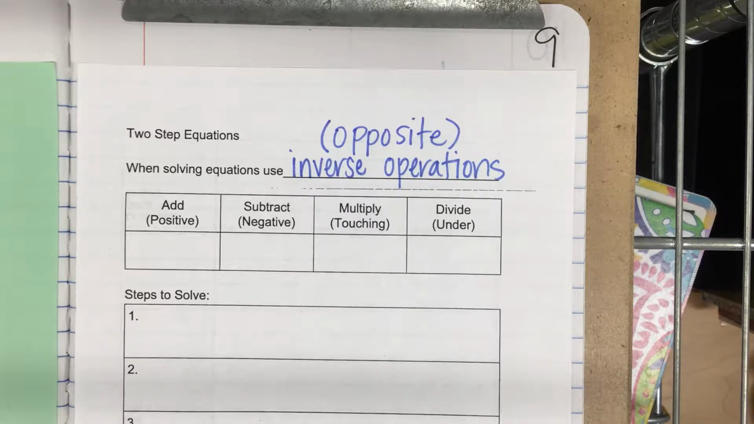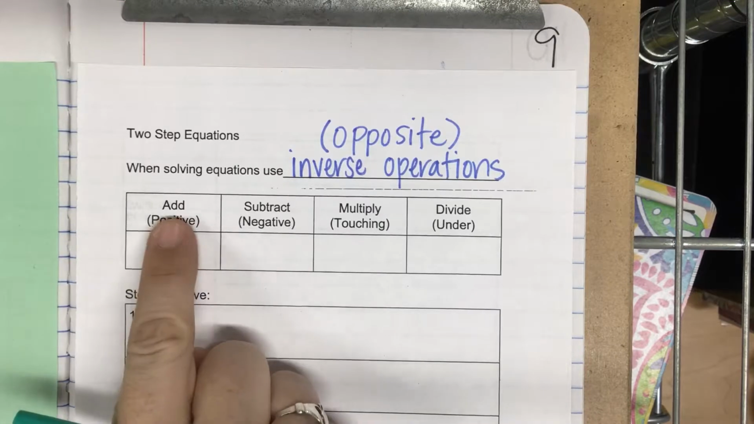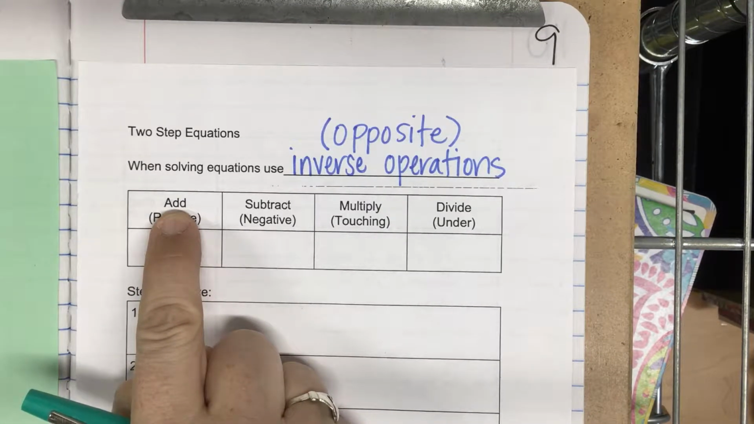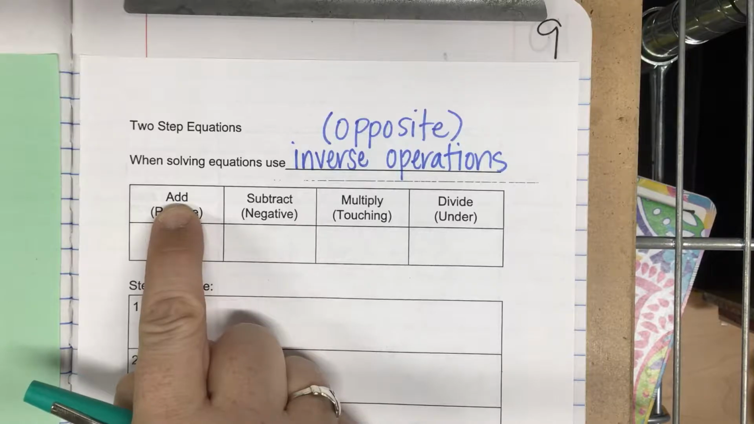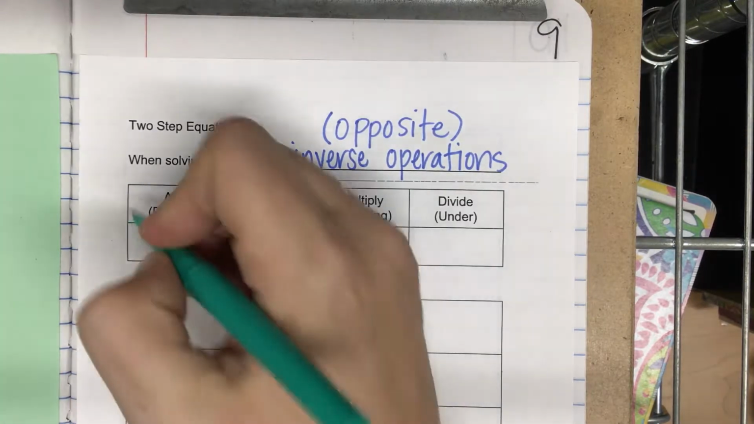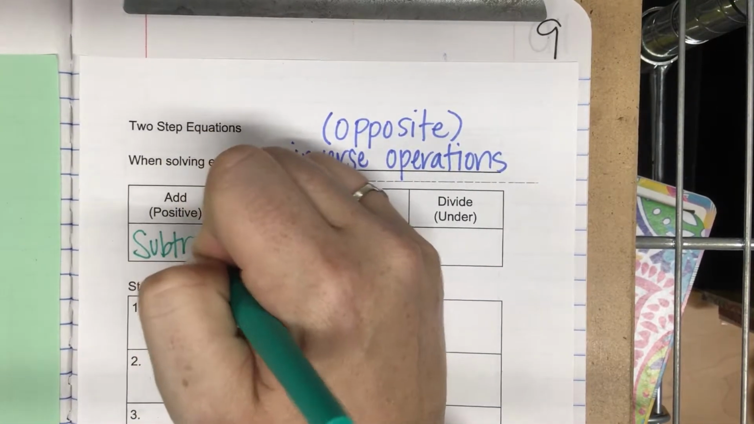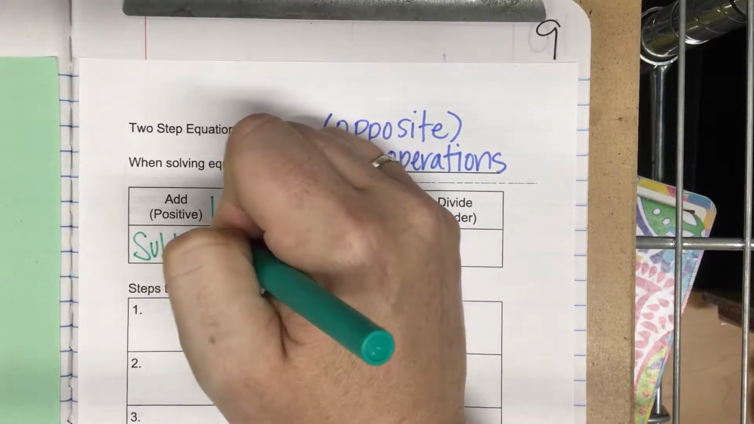When solving equations, equations have equal signs. When solving equations, use inverse operations, and inverse means opposite. Aurora, what's the opposite of add? If I was going to do the opposite of adding, what's the opposite of adding? Subtracting. The opposite of adding is subtracting.